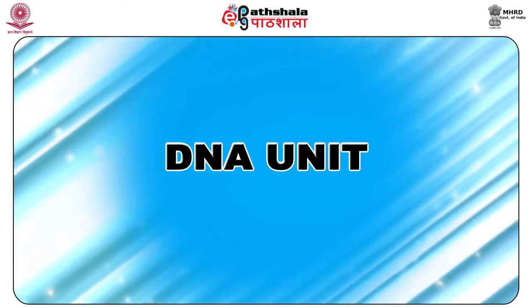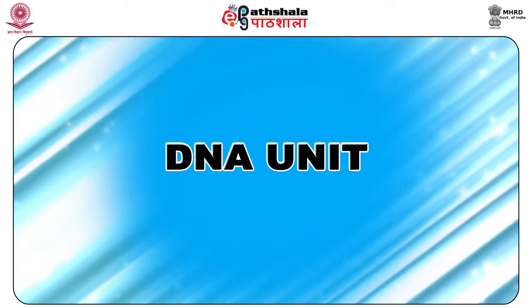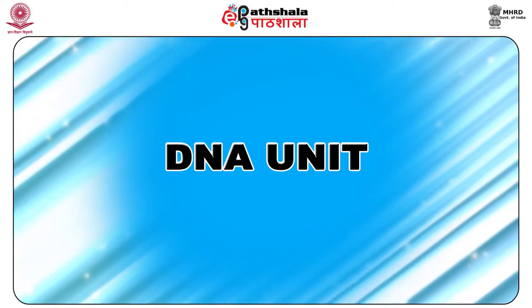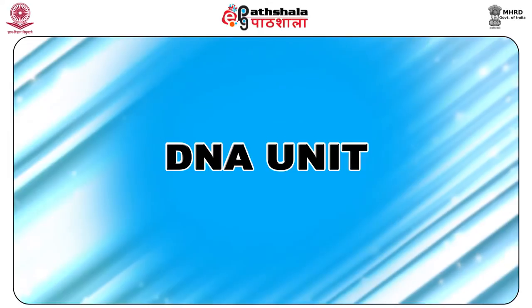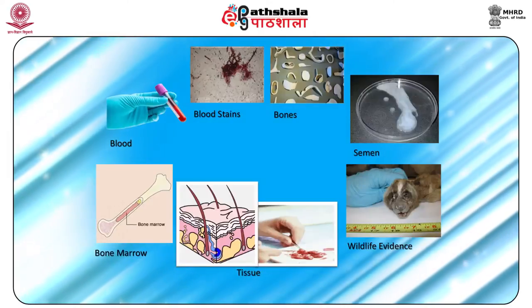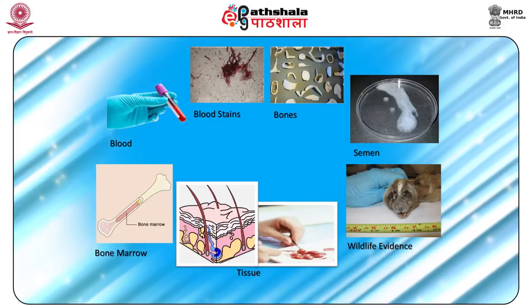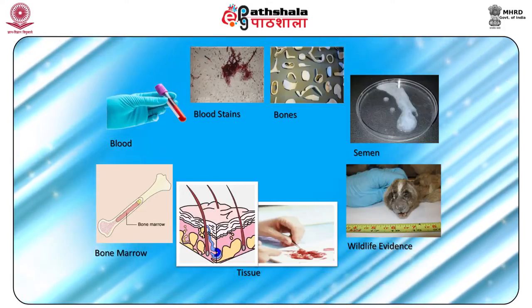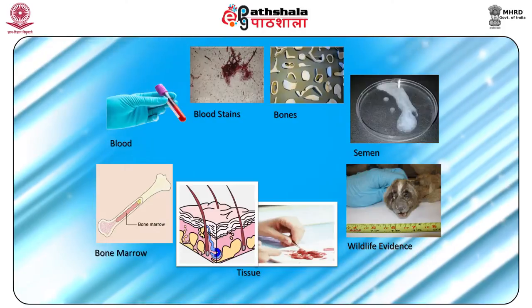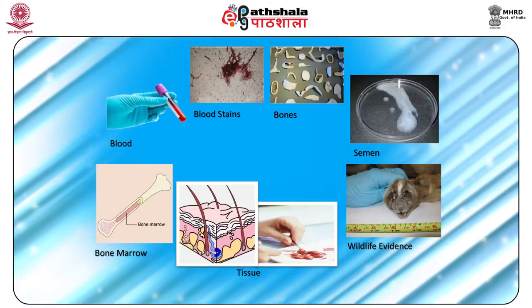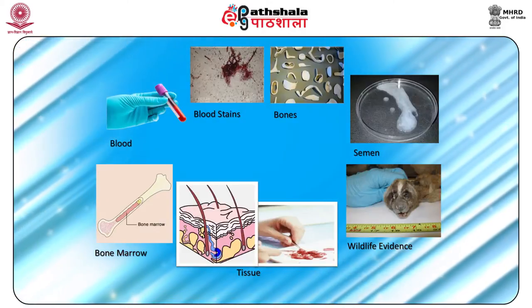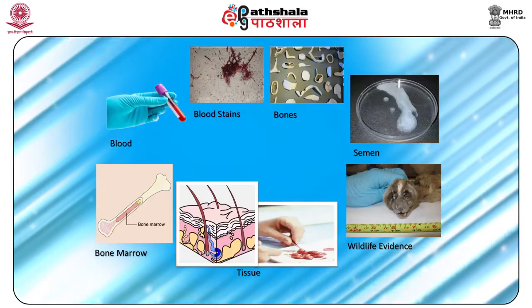DNA unit. In the DNA unit, DNA profiling of all types of biological samples, including blood, bloodstains, bones, semen, bone marrow, tissue, and wildlife evidence, etc., is carried out to find the absolute identity of the person.